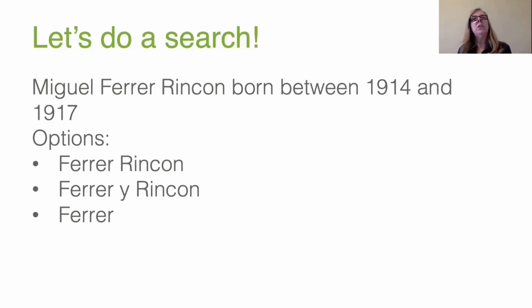So let's do a search. We want to find Miguel Ferrer Rincon in the U.S. Census. He was born between 1914 and 1917. I have several search options I can use for his last name. I can just add Ferrer Rincon, or Ferrer y Rincon, or just Ferrer. Some search engines are thrown off by the double surname and search only the last surname, or don't recognize the Y or the E, so it's important to try several variations if you're not finding the person you're looking for.